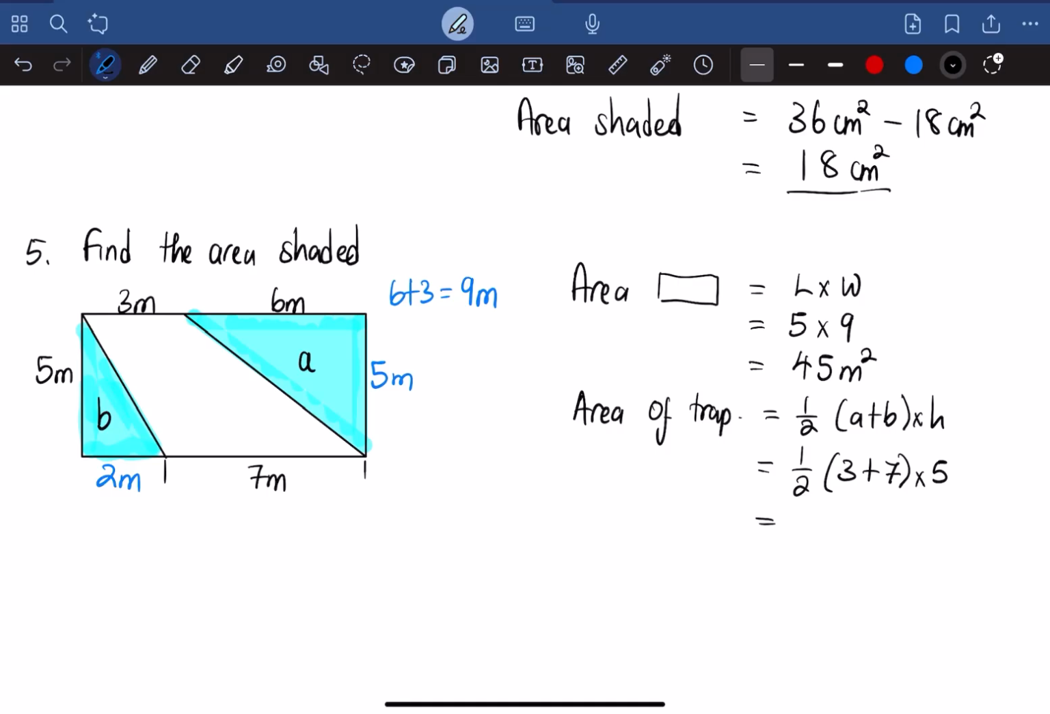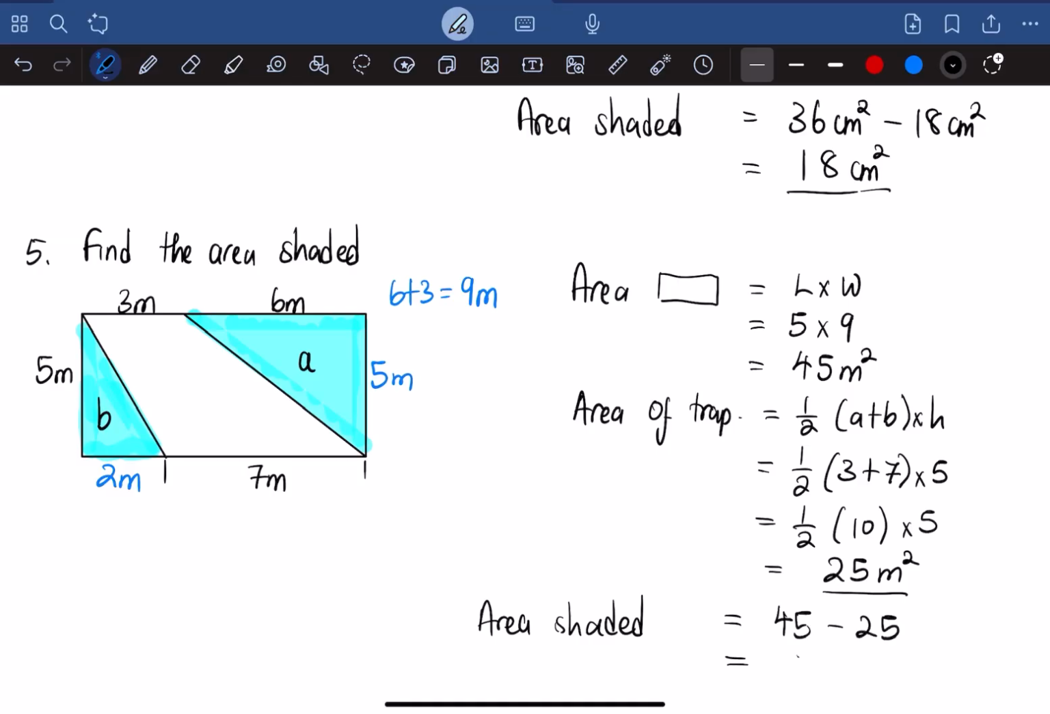And from this we get half. 3 plus 7 is 10 multiplied by 5. 5 times 5, that is 25 square meters. Hence, the area shaded is equal to 45 minus 25, and we get 20 square meters. That is how we find the area shaded.